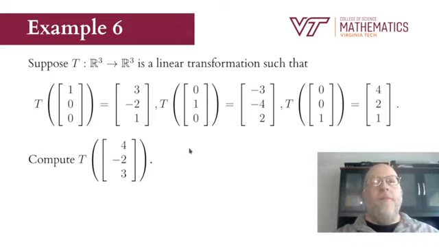Let's say we have this linear transformation that converts E1 into this vector, it converts E2 into this vector, and it converts E3 into this vector. So then what happens to the vector 4, negative 2, 3?